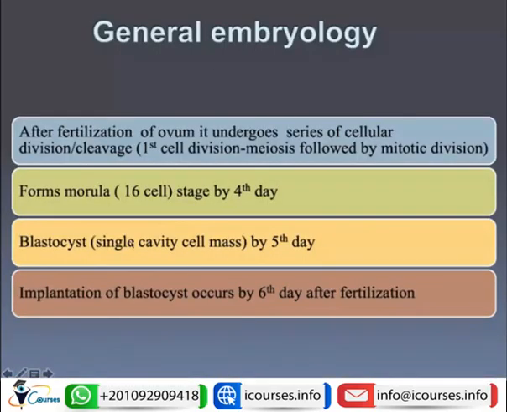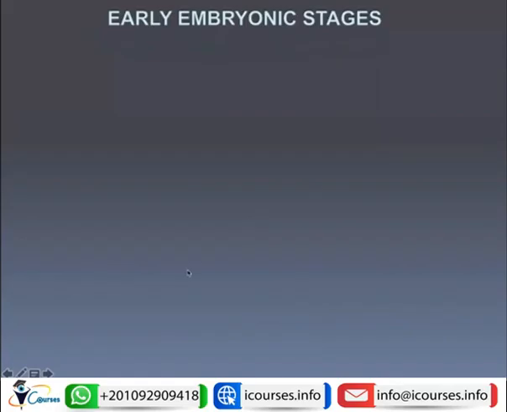So starting from the very beginning, we have an ovum that undergoes fertilization and a series of cleavage and divisions, first by meiosis, then by mitosis, until they form the 16 cell stage, which is called the morula, at the fourth day, then the blastocyst, which is a single cavity mass, by the fifth day. Then this blastocyst will implant itself in the uterine cavity by the 6th day of fertilization.